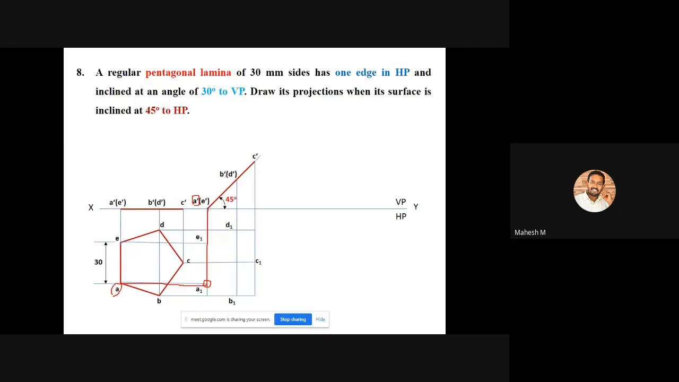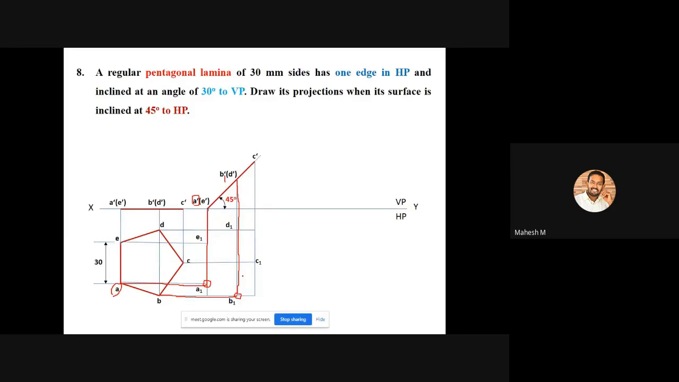Similar to that, for the point B1 dash, you'll be creating a vertical line from the point called B1 dash, and also you'll be creating a horizontal line from point B. So these 2 points will meet at a point. That point can be marked as B1.